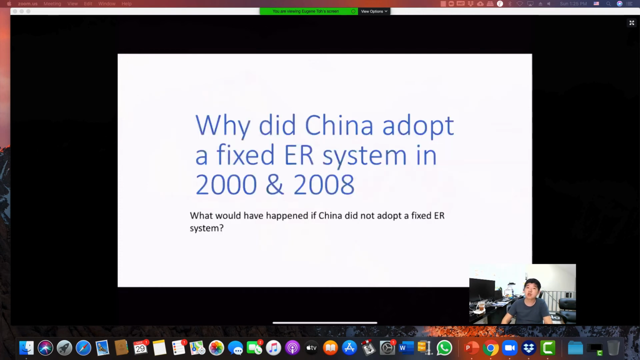Now, here's a question that I want you to spend time thinking about. Why did China adopt a fixed exchange rate system in 2000 and 2008? So I'm going to give you a couple of minutes to think about that.